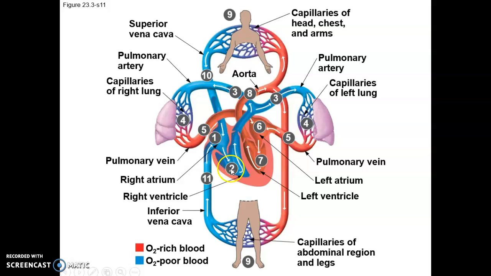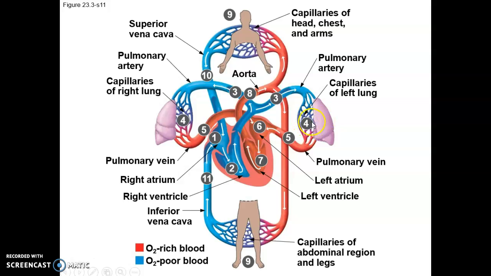The blood then drops into the right ventricle. When the heart contracts, when the ventricles contract, blood is ejected and goes into, notice number 3 is going to the lungs. The blood has entered into the pulmonary circuit. The blood, which is oxygen poor, carbon dioxide rich, goes into the capillaries in the lungs at number 4. Gas exchange occurs.